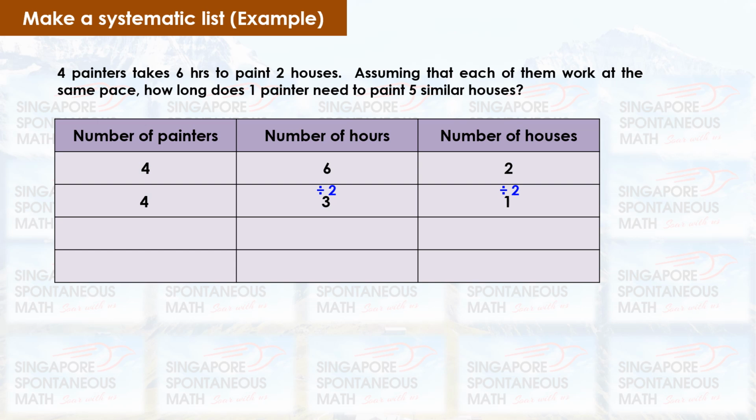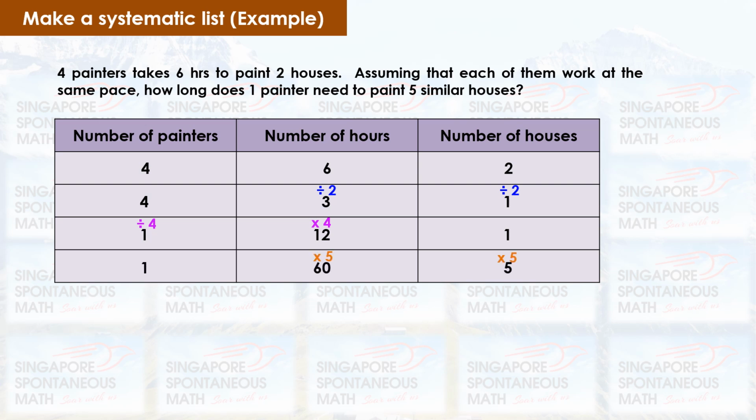If there is only one painter painting that house, this means that 4 times as much time is needed. Do note that the number of hours needed is inversely proportionate to the number of painters. The more painters there are, the faster the job gets done, meaning less time needed. 4 divided by 4 equals 1. 3 times 4 equals 12. One painter needs 12 hours to paint one house.